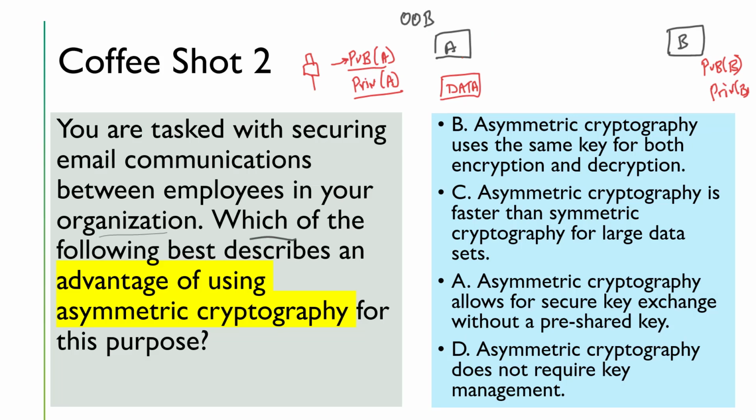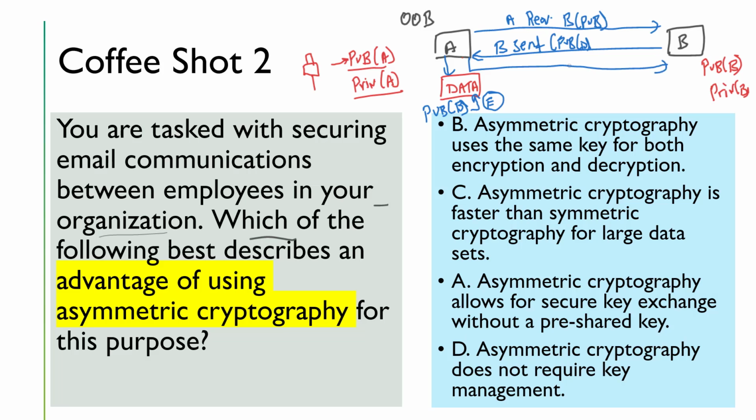So in this case, what we do is, A first requests B's public key. B sent his public key. A basically applies the public key of B to encrypt the data. And then A sent the encrypted data to B.